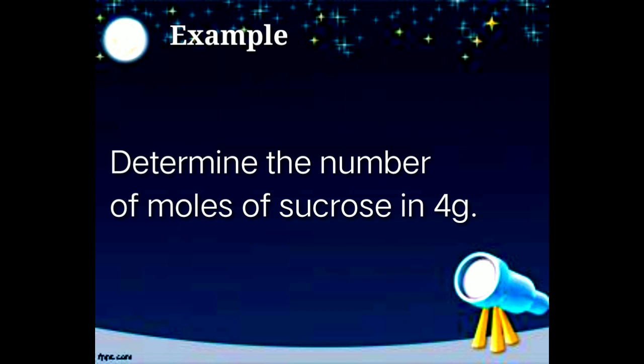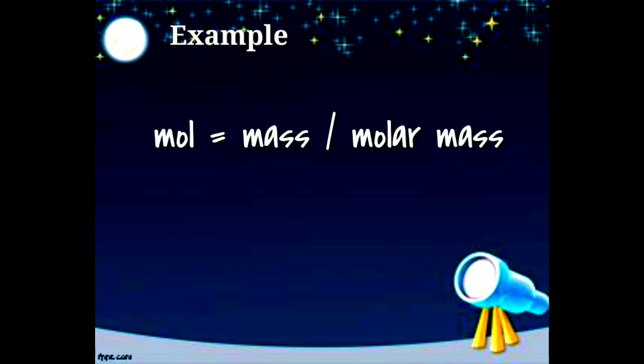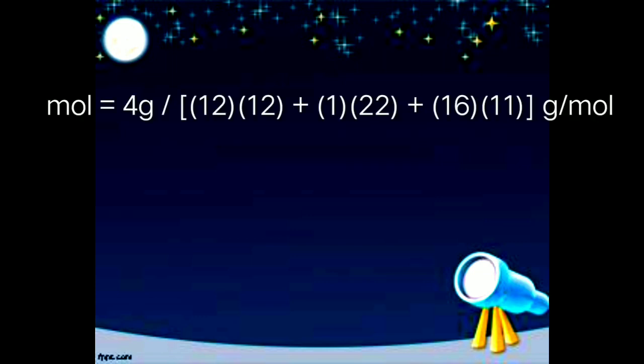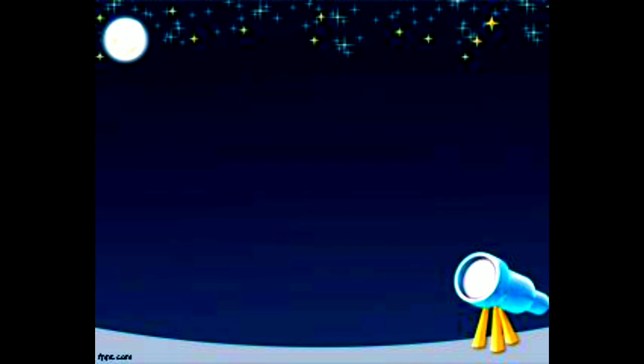So first, let's determine the number of moles of sucrose in 4 grams, which is your solute. In order to get moles, we will use the formula: mole is equal to mass over molar mass. So, mole is equal to the mass of solute, which is 4 grams, divided by the molar mass of sucrose. Molar mass can be calculated by adding the atomic weights of the constituent atoms. It is solved as follows.